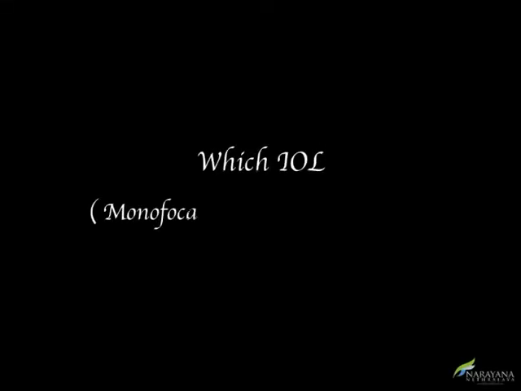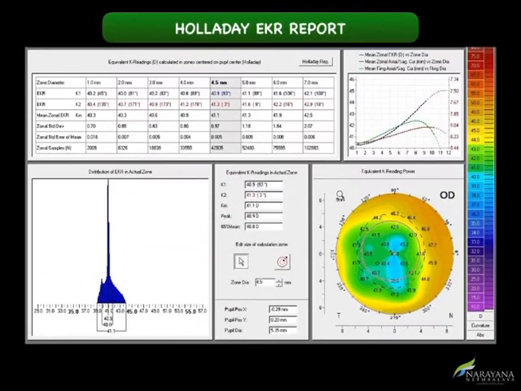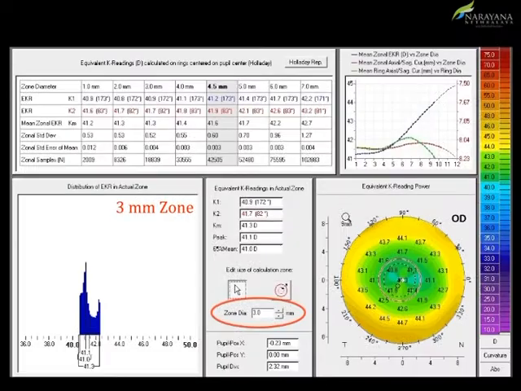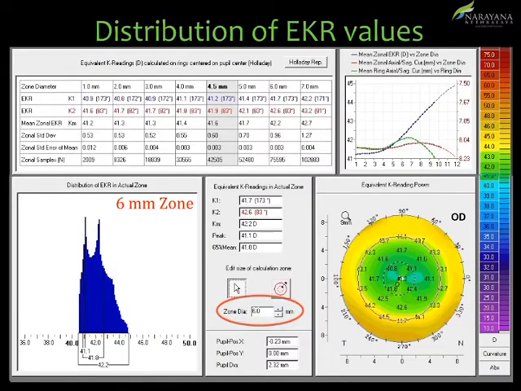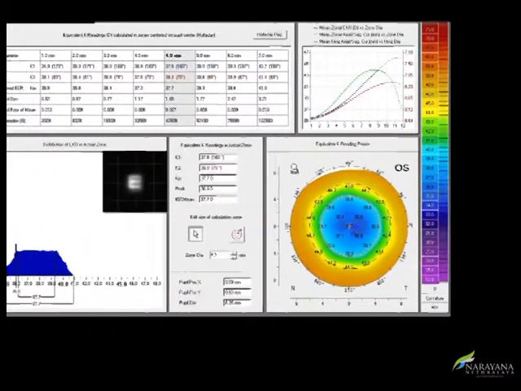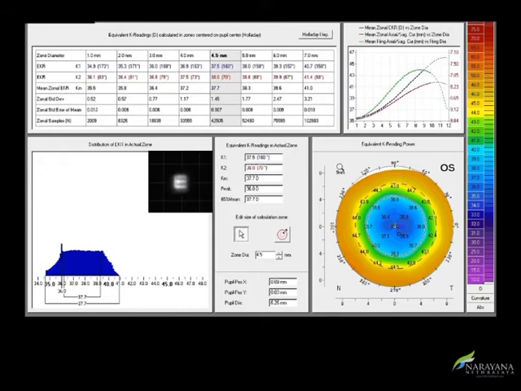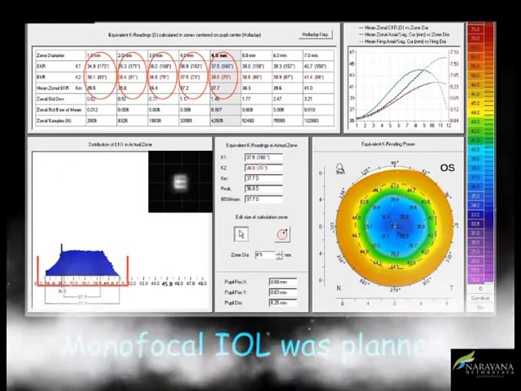Then the question comes, which IOL is to be used? The Holladay EKR report uses Snell's law to calculate the keratometric power. It gives keratometric values from 1 to 7 mm zone independently, along with the histograph, which gives a graphical representation of the distribution of keratometric values. Like in this patient, considering small astigmatism as well as a broad-based distribution of the equivalent K readings, a toric IOL implantation was deferred.